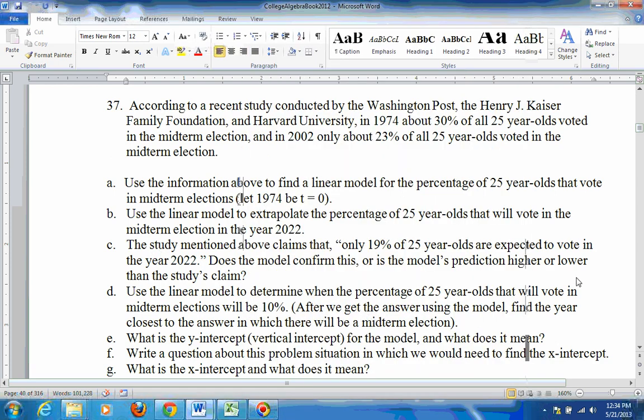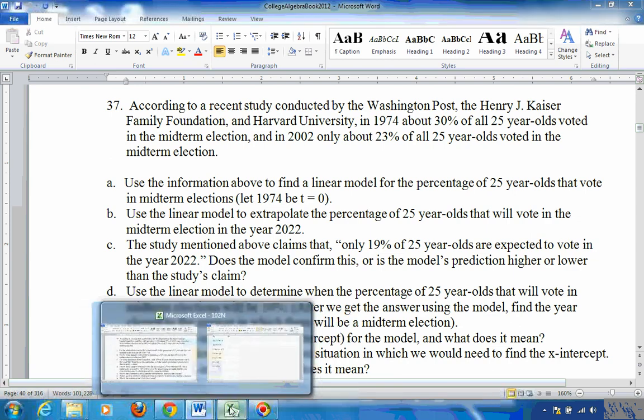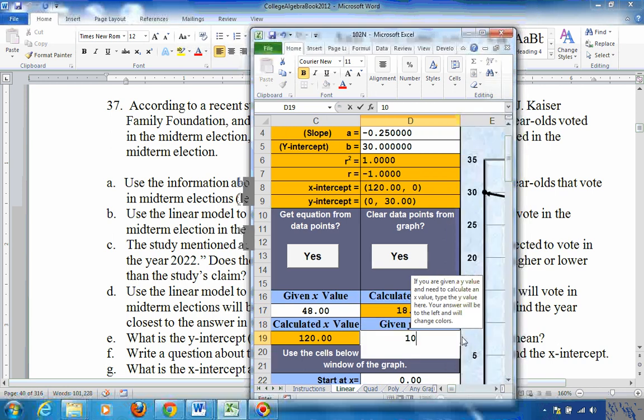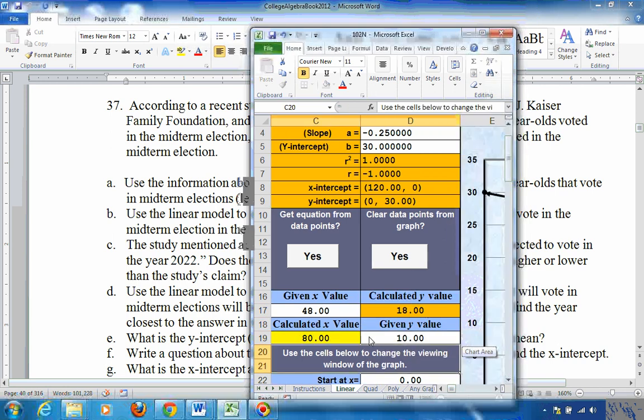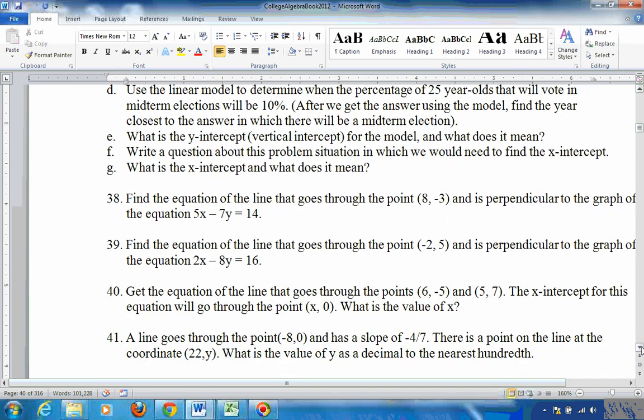And then, when will there be 10% to vote? Well, that's a y value. So put the 10%, or just 10 really, since we've been using whole numbers on this particular problem. So that means 80 years after 1974, 10% will vote. And I think we just about answered everything from this.